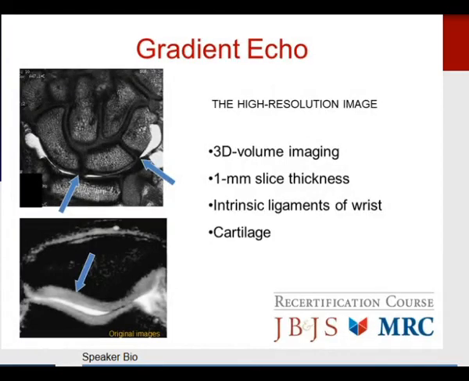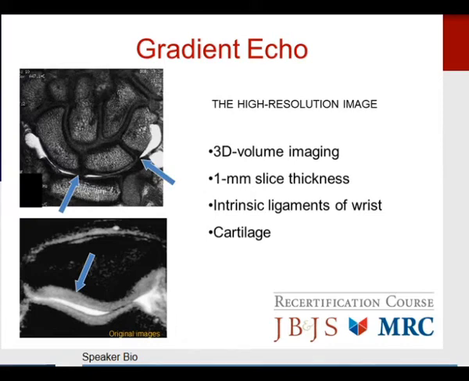Finally, the gradient echo sequence. This is considered the high resolution image. We obtain these images in a 3D volume, and then we can get slices as small as 1 millimeter in thickness. So this is great for evaluating the intrinsic ligaments of the wrist.